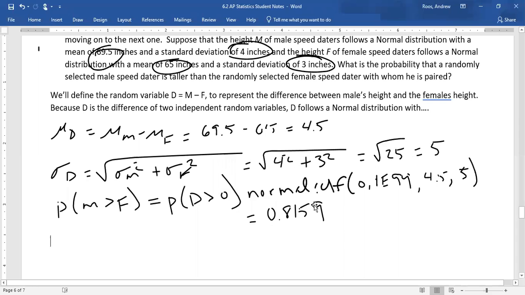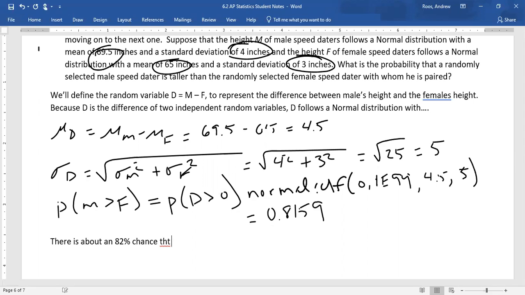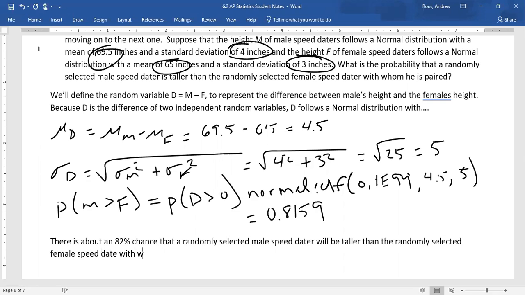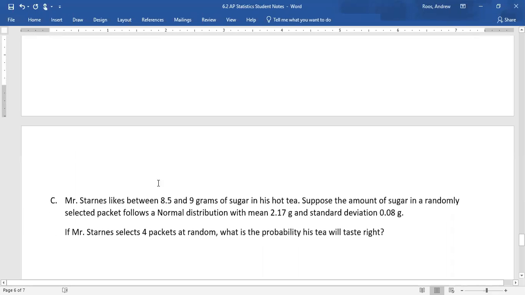So once we get our probability, come back and actually answer the question. There is about an 82% chance that a randomly selected male speed dater will be taller than the randomly selected female speed dater with whom he is paired. Okay. All right, let's do another one.